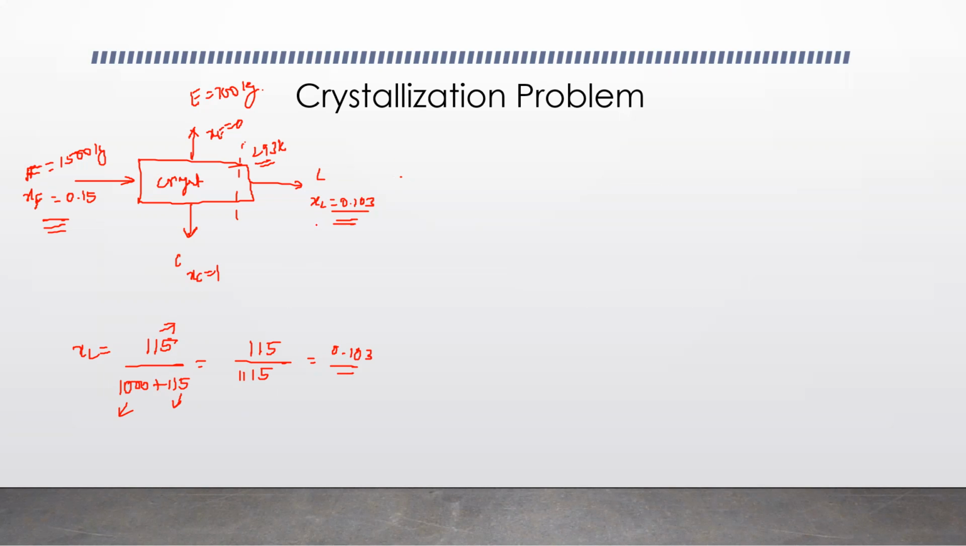Let's write this in the block diagram. Once we have XL, XC, XE, XF, F and E, we can simply form our material balance equations. The first equation is the overall material balance, which is F equals E plus C plus L. We have F, we have E, so L plus C is equal to F minus E. L plus C is equal to 1500 minus 700, that is 800. Equation number 1. Then let's do a component balance or solid balance.